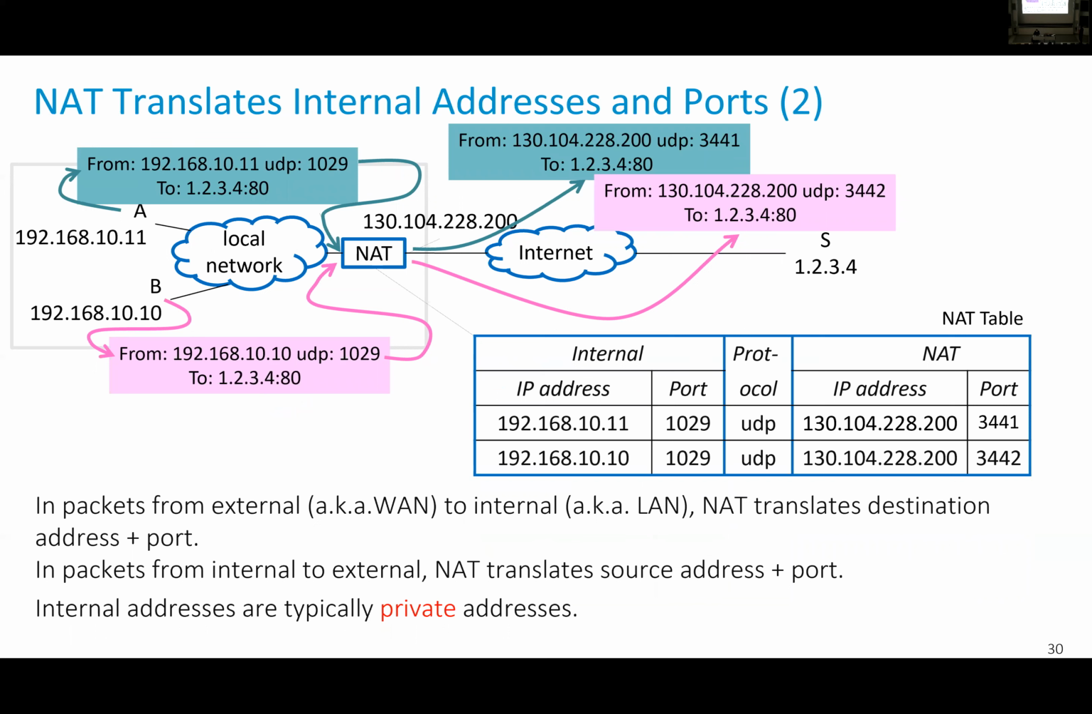So we've seen communication from the outside to the inside. We see here communication in the reverse direction. So it's exactly the converse here. In packets from internal to external, the NAT translates the source address and the port number, and the internal addresses are typically private addresses, typically always private addresses.